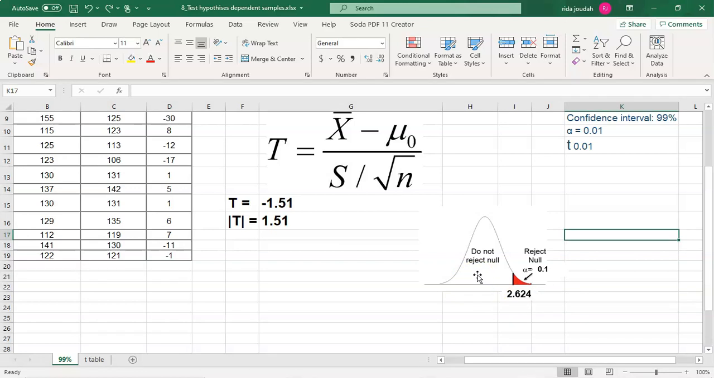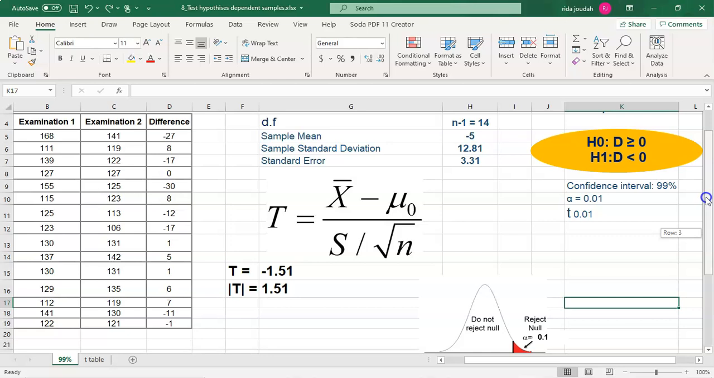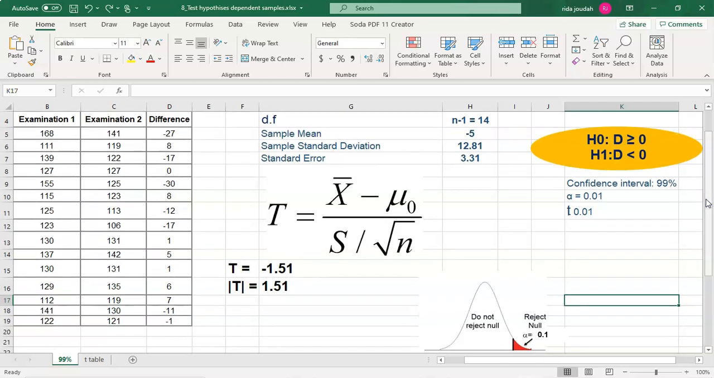That means we reject the alternative hypothesis. In other words, we can say the medicine is not efficient to reduce the blood pressure because we don't have significant evidence that the difference D is less than 0.